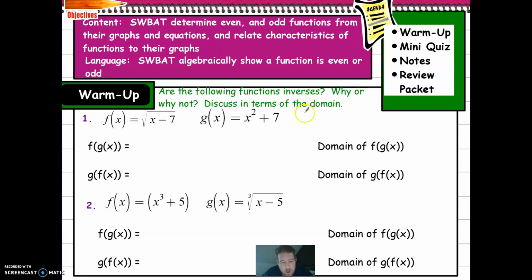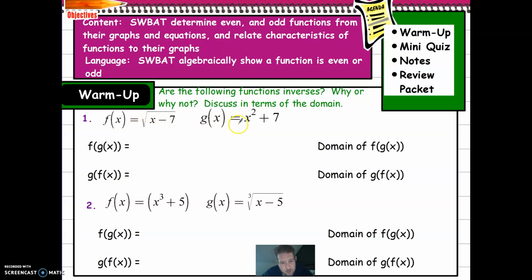And in this one, we are talking about whether or not functions are odd or even functions based upon their inverses. Number 1, so we're given two functions, f of x and g of x, and we're asked to find f of g of x and g of f of x, which is composite functions.